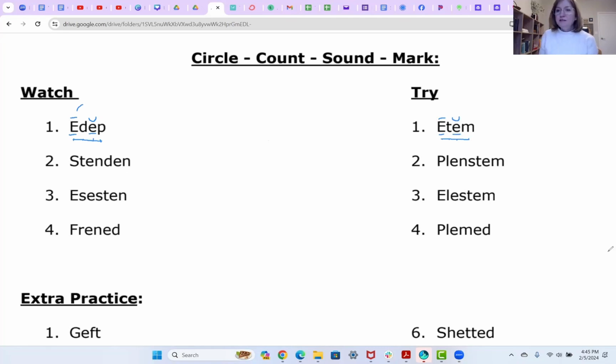Be careful when you say that last sound, the M, that your lips stay together. That it's not ma at the end. All right, so we know this first E is going to say E because there's a vowel 2 doors down. We know this second E is going to say eh because there's not another vowel 1 or 2 doors down.